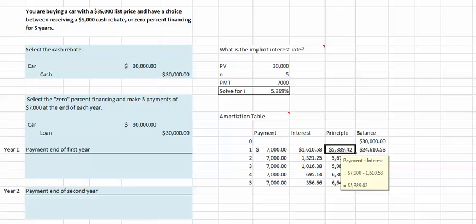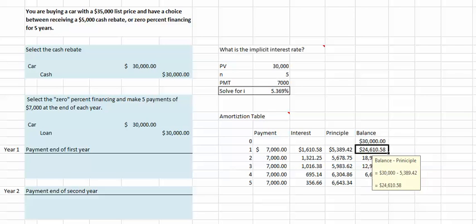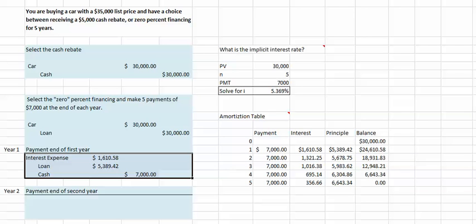The difference then between the $7,000 payment and our $1,610 in interest will be the reduction in principal. So our loan balance then at the end of the first year will be $24,610. This is the difference between our original loan balance of $30,000 and the portion of that first payment that goes towards the principal.